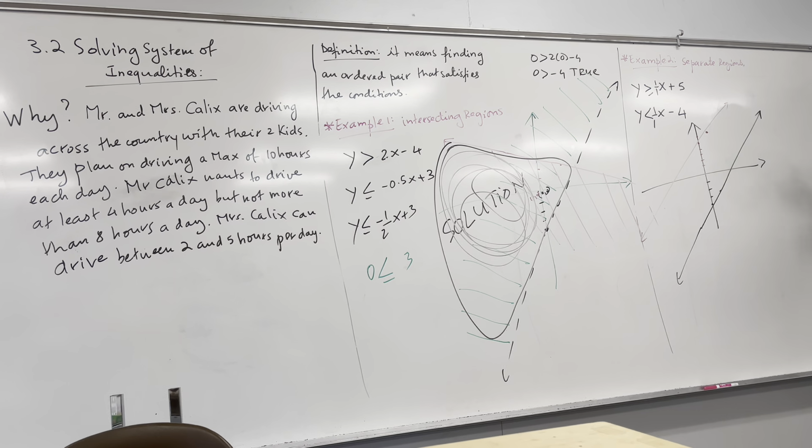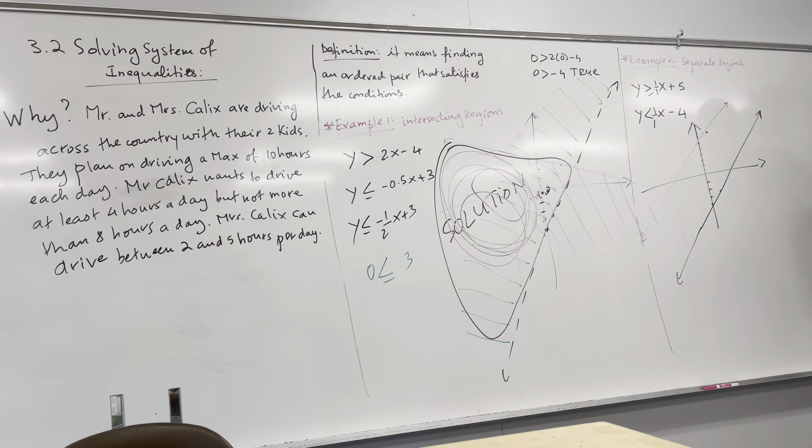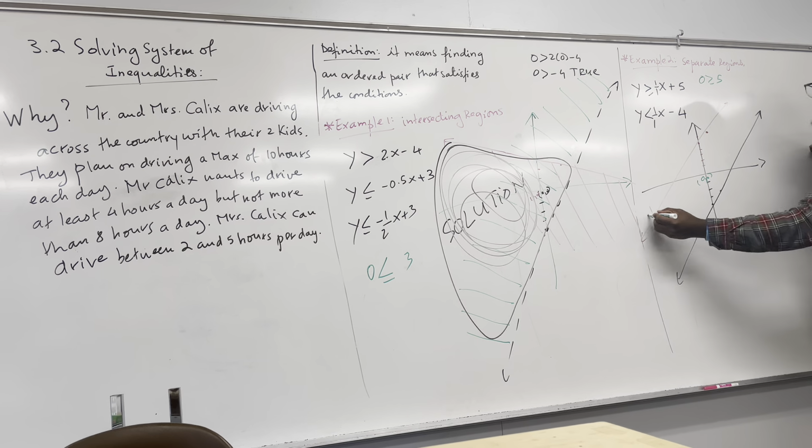But I need to double check this. I'm going to replace x by 0 and y by 0, right? So if I do that, I get 0 is more than or equal to 5. True or false? False, right? So 0, 0 is here. So what's my solution? Here or here? Out, up, out, right here, right?